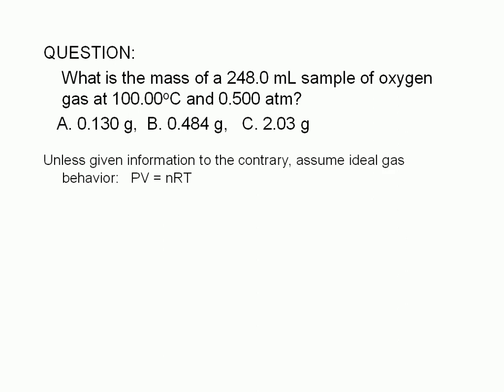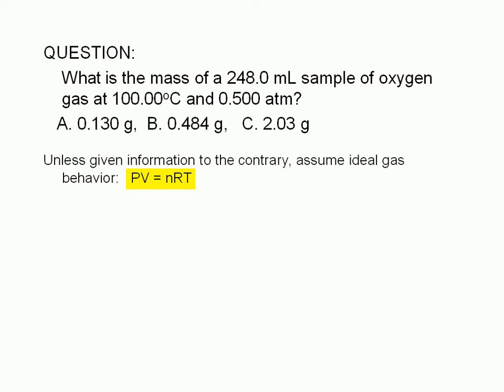Whenever you deal with gases, you can assume ideal behavior unless the question specifies otherwise, or if information about deviation from ideal behavior is given. A sample of gas is said to be behaving ideally if it obeys the equation PV equals nRT.